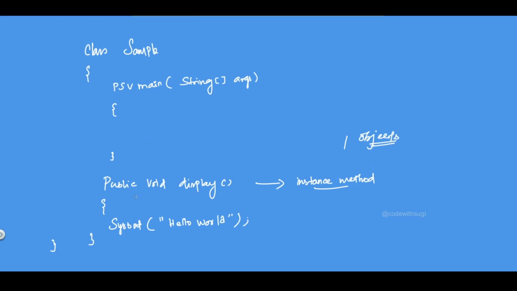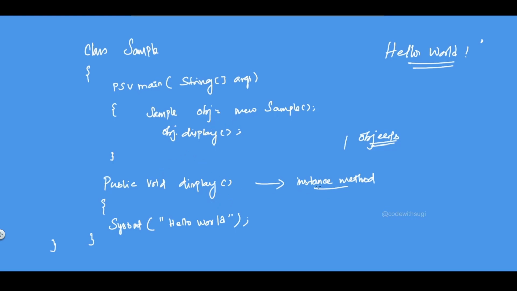So if you want to access this display method, then you have to create an object for this class, right? Sample obj equal to new sample. Then if you say obj dot display, and run this class, you will get the output like hello world.